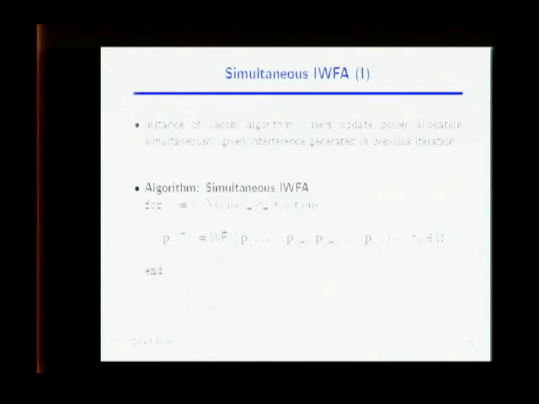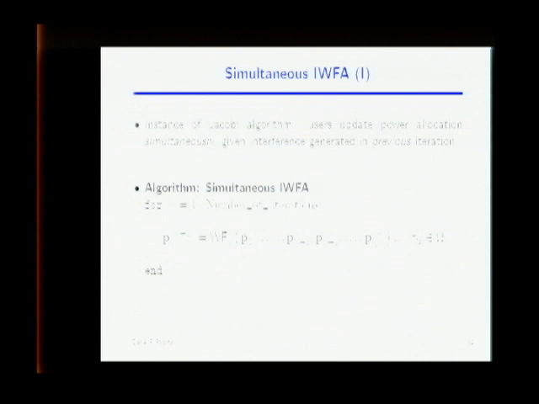Let me talk about the simultaneous version first. The simultaneous is the same thing, but at each iteration, all the users are updated using the interference generated in the previous iteration from the other users. So it's simultaneous. The truth is that when we started with this idea, we saw that it converged in practice, but we didn't really know whether we could prove convergence, because after all, it's simultaneous, so it's not clear.